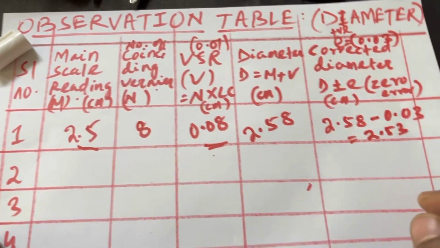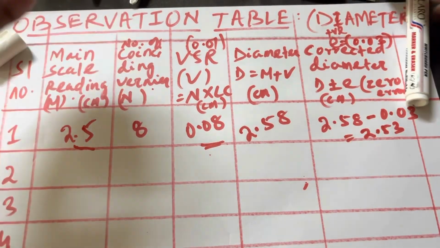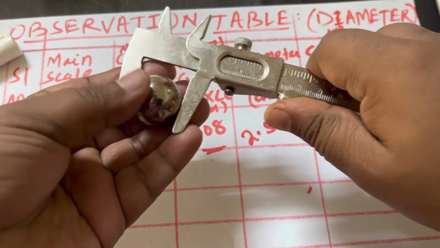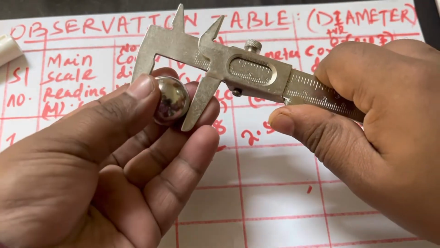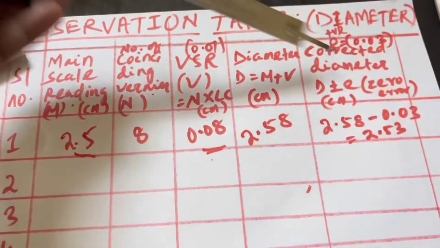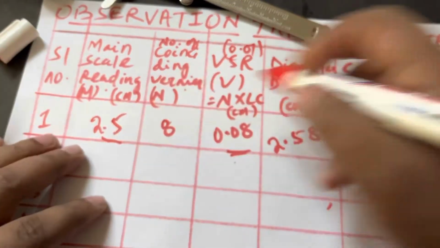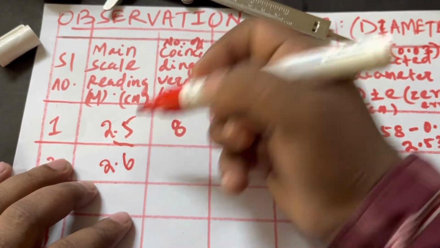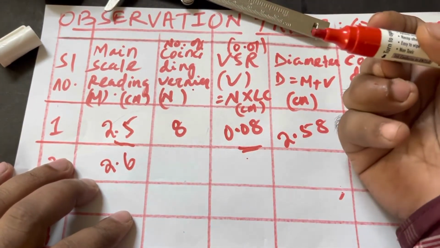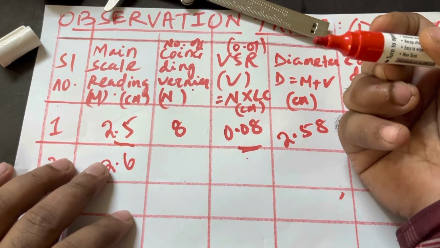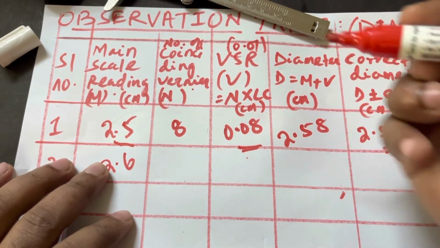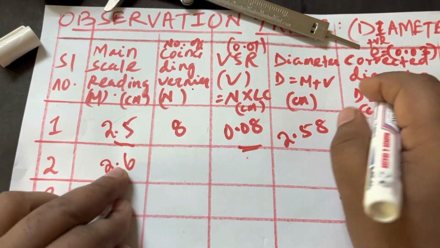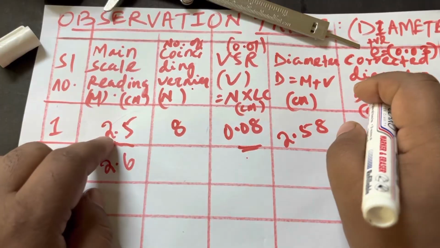You can do it about 5 times. What you will do, again the same thing, you will again keep it in between the jaws, you will tighten it, you will find. So almost every time this will come the same, almost 2.5, sometimes maybe 2.6 may come, 2.4 may come, but it shouldn't be less than 2.4, or greater than 2.6, because on an average you are getting 2.5.